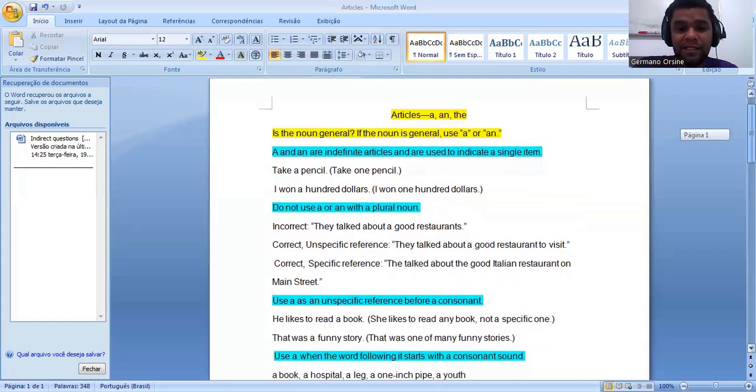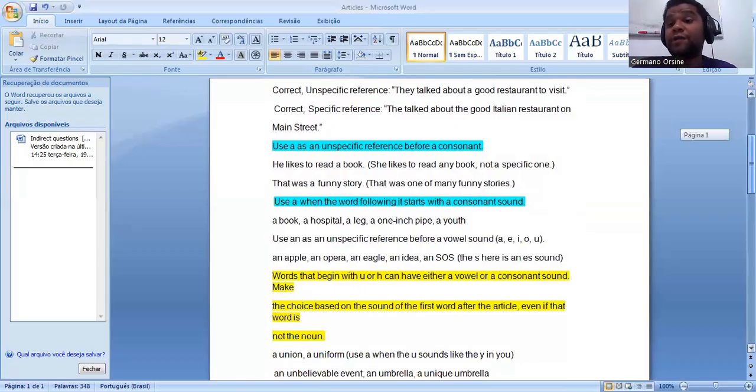All right, let's take a look at some further information. When should we use a or an? Okay. We use a as an unspecific reference before a consonant. Look, he likes to read a book. Before a consonant. So the noun that comes after the article starts with a consonant sound. In this case, the B sound. Okay, book, a book.